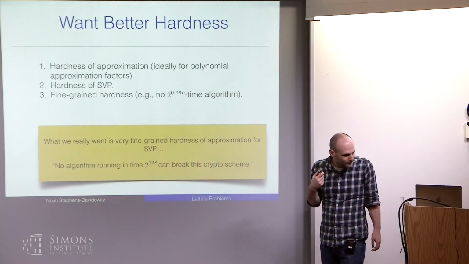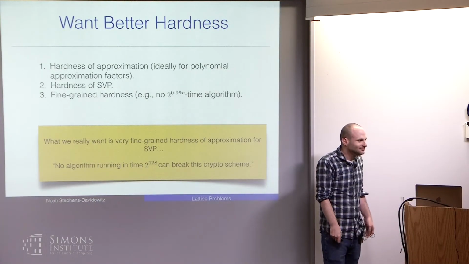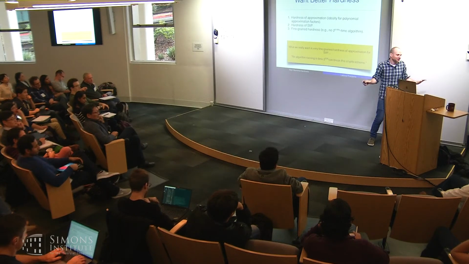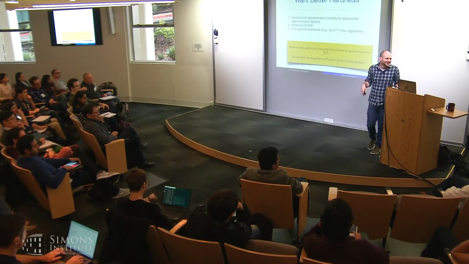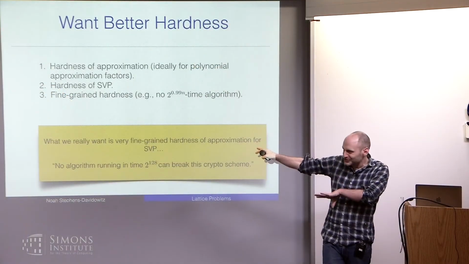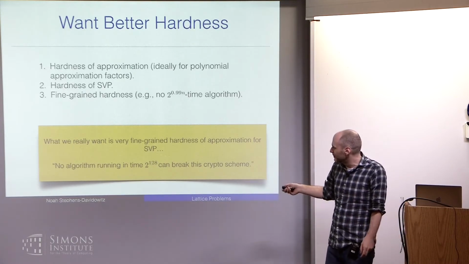But forget about the fine-grained part. This would require polynomial approximation factors, and it cannot be NP-hard for polynomial factors, unless the polynomial hierarchy collapses. Maybe you could prove a reduction in some other way. I'm saying this is the dream result. I'll show you reasons why we don't expect to get it, theoretical reasons, in addition to the fact that we haven't succeeded. But this is how I view this line of work.